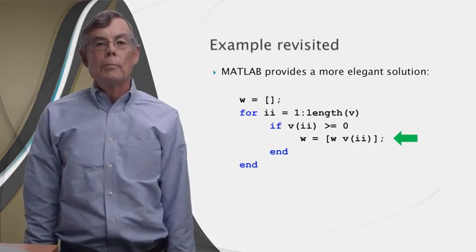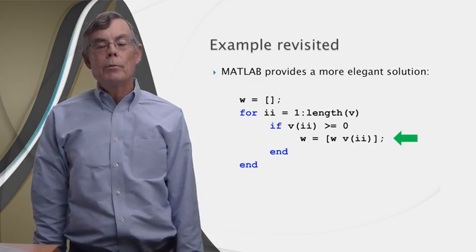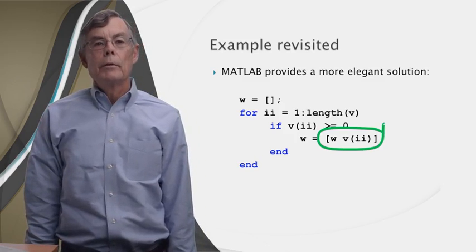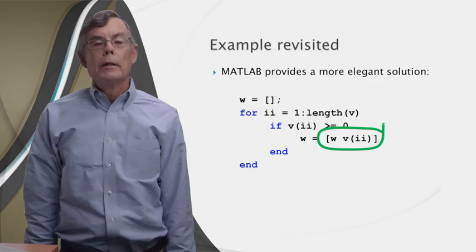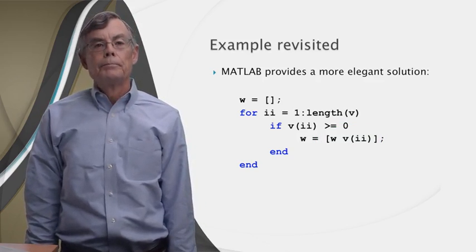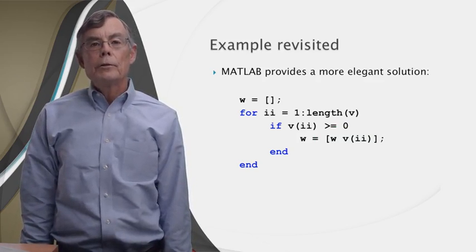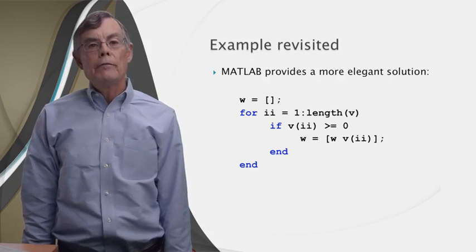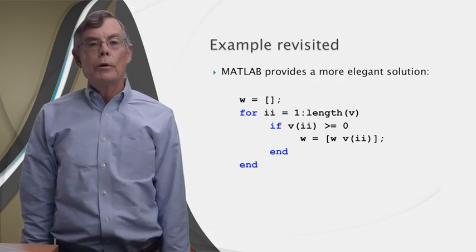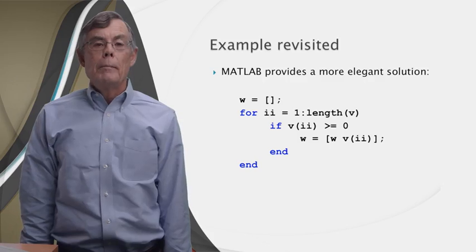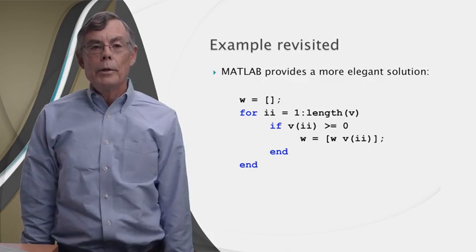The hard work is done by the single expression on the right of the equal sign. It constructs a vector that has all the elements that are currently in w, followed by v(ii), left bracket, w, v(ii), right bracket. And we assign this new vector back to w. It's much clearer here that we are appending v(ii) to the end of w than it was with the other version, not to mention it's shorter. MATLAB is just so nice to work with.